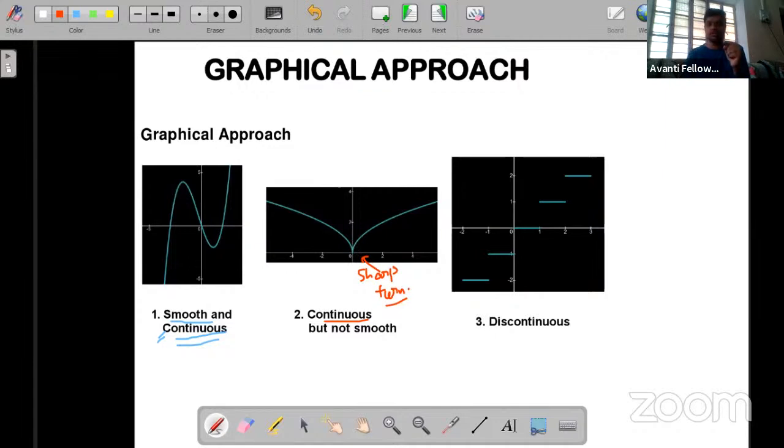Clear? In this case we did not make a sharp turn. A sharp turn would be, if in this case I deliberately make a sharp turn, then it would be this. So this would be a sharp turn in the first case. Did you get it? Please let me know. Good. So in this case the graph is smooth as well as continuous, but in this case the graph is not smooth but continuous. Why? Because we are making a sharp turn. Clear?